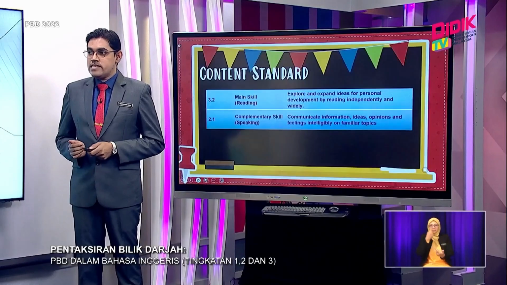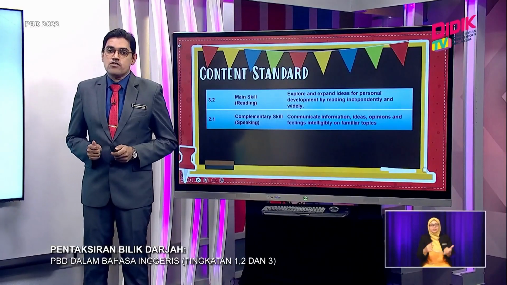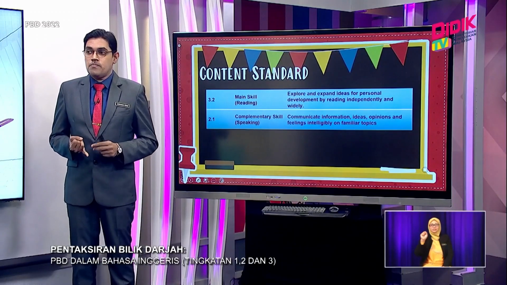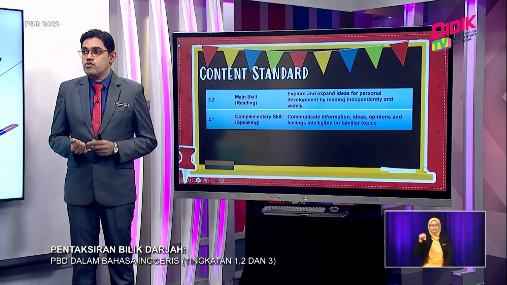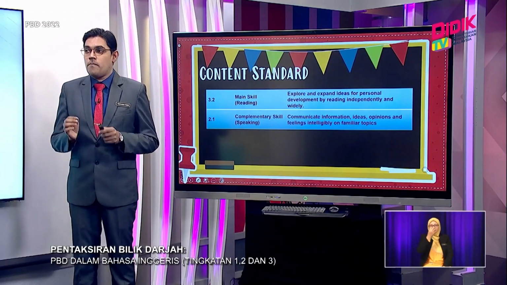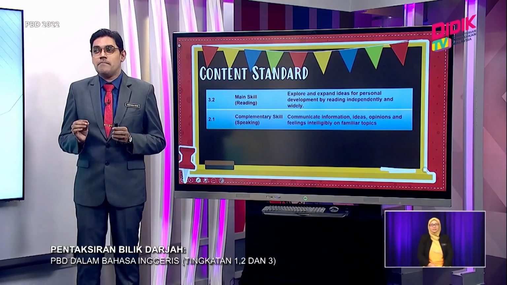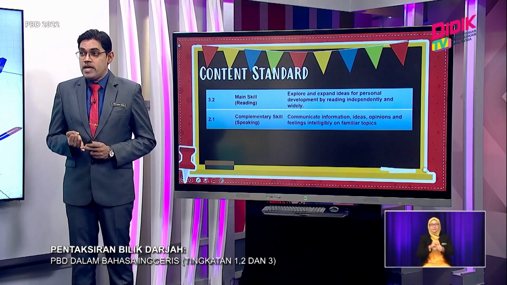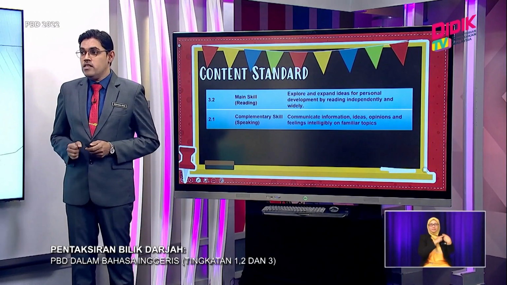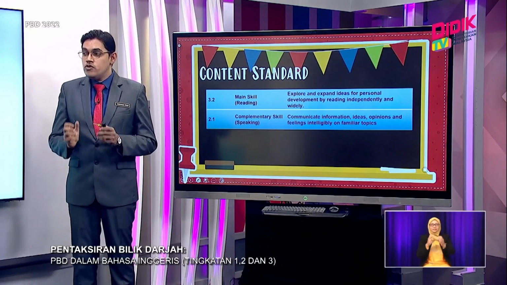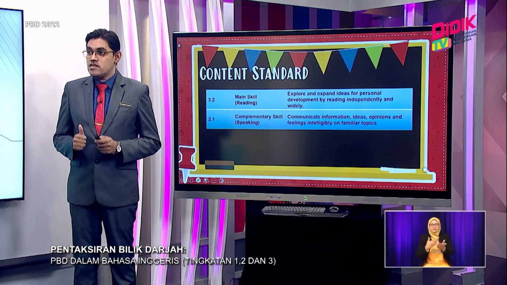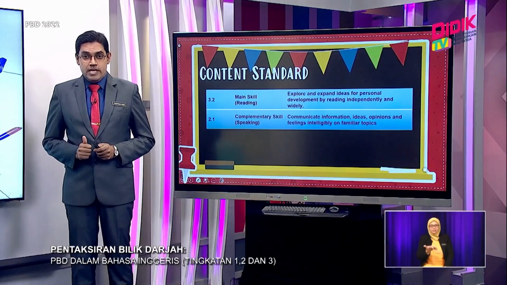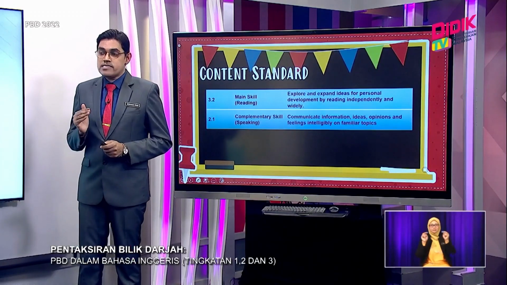Now, firstly, let us look at the content standard. The content standard for this lesson is a reading lesson, 3.2, where pupils would explore and expand ideas for personal development by reading independently and widely. Then we have the complementary skill, which is the speaking skill, where pupils would communicate information, ideas, opinions, and feelings intelligibly on a familiar topic. So that is the content standard.